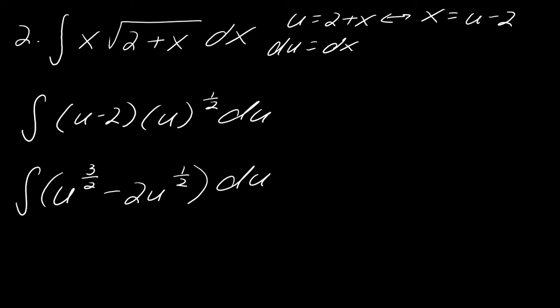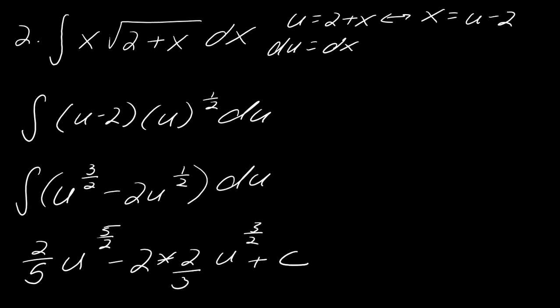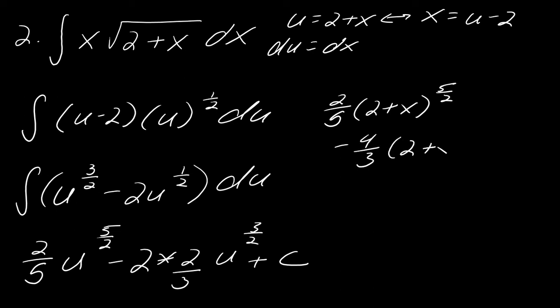So to integrate this, I always like to add 1 to the exponent first, and then I multiply by the reciprocal here. And then this will be 2 times u to the 3/2, and then again I multiply by the reciprocal here, and then plus c. So then my final answer will be 2/5 (2 plus x) to the 5/2 minus 4/3 (2 plus x) to the 3/2 plus c. And so that would be my final answer.